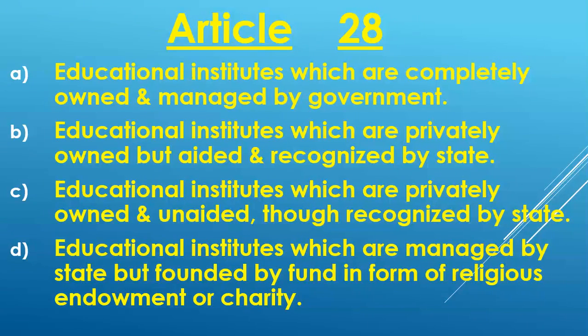So in the first category, all those schools and colleges come which are completely owned by the government, means their ownership is in the hands of the government, and moreover they are also managed by the government. For example, all the government owned schools and colleges will come under this category.